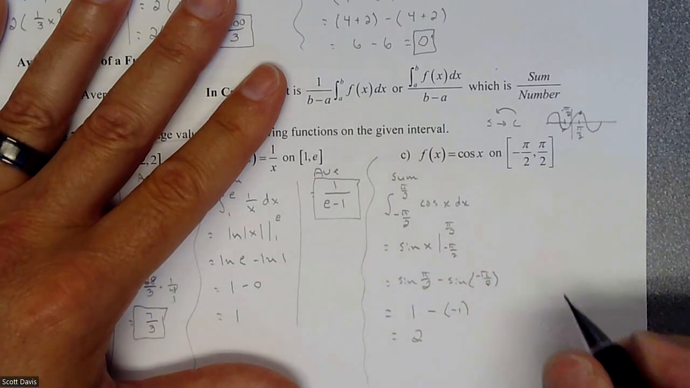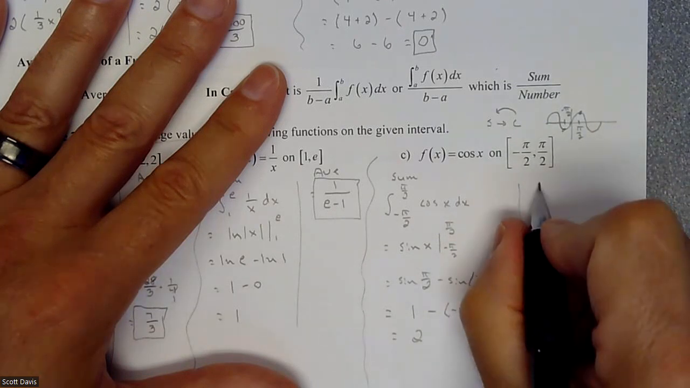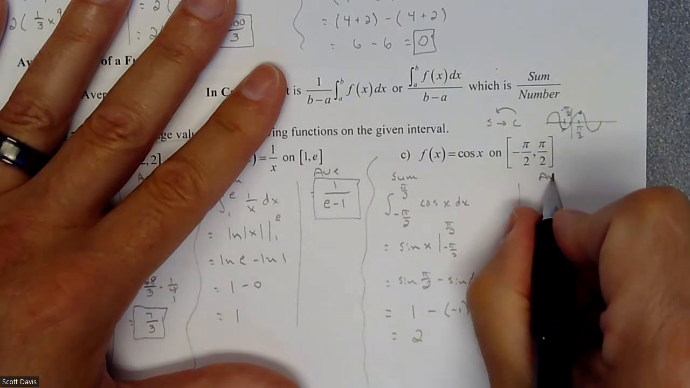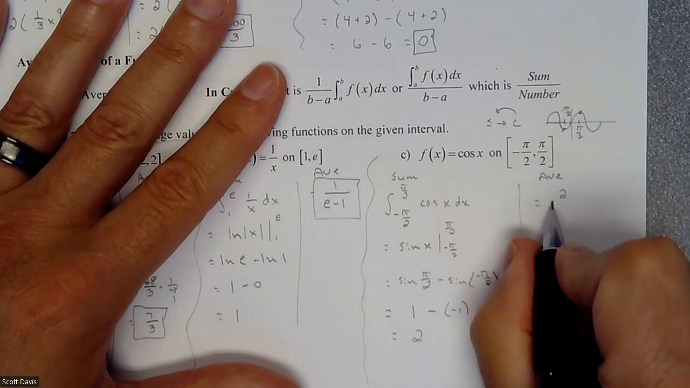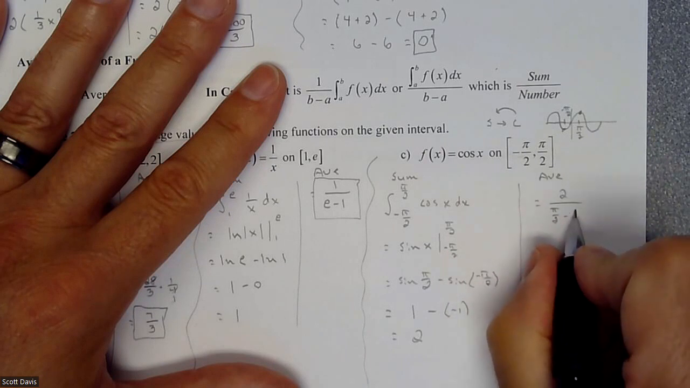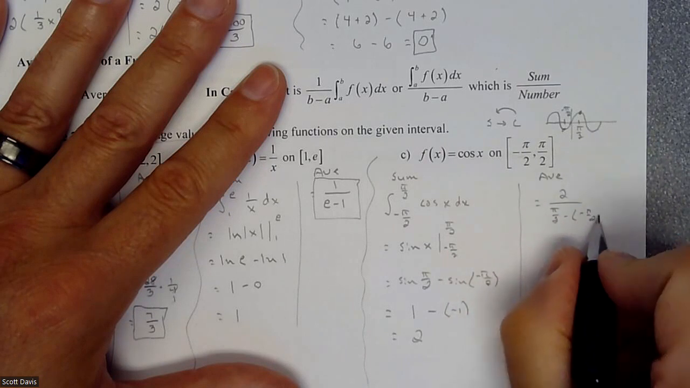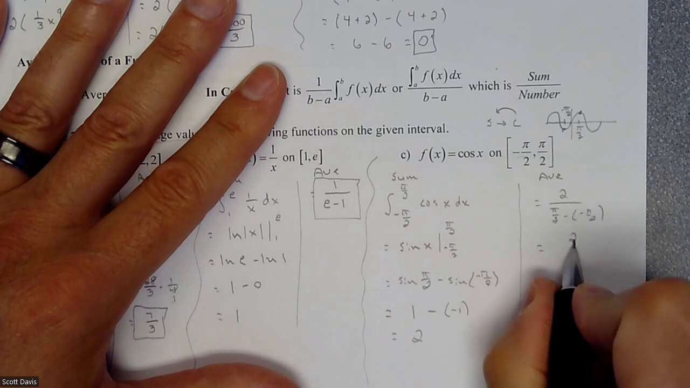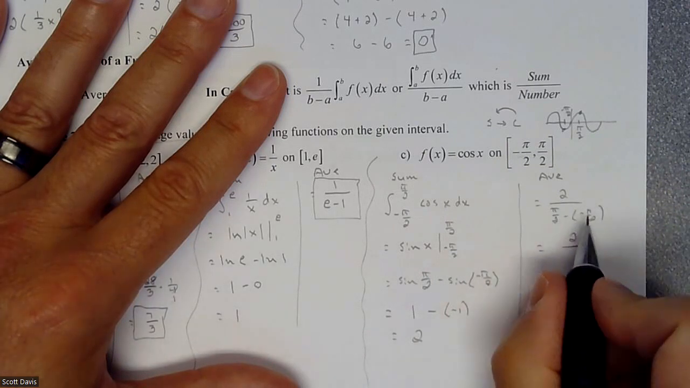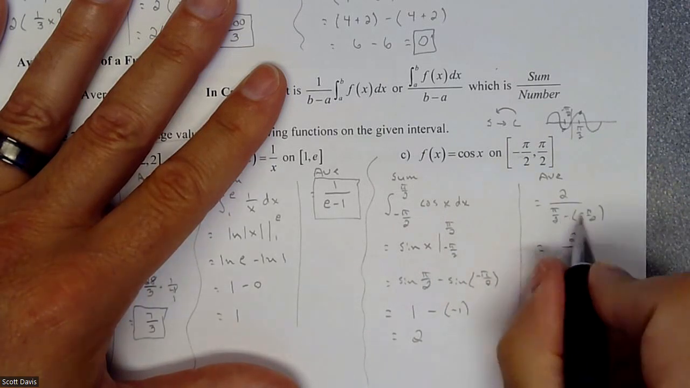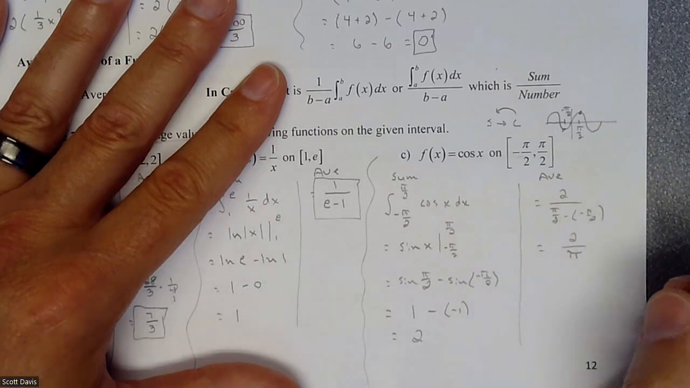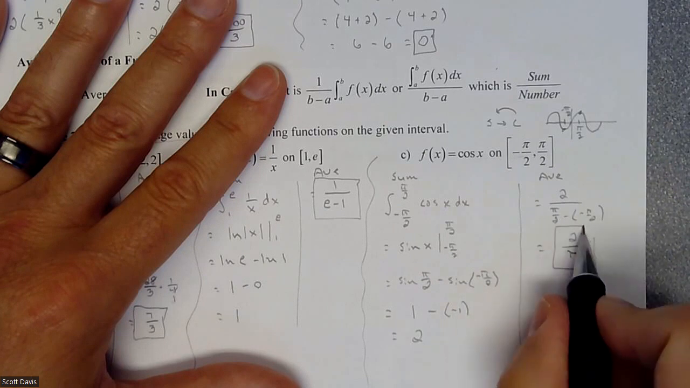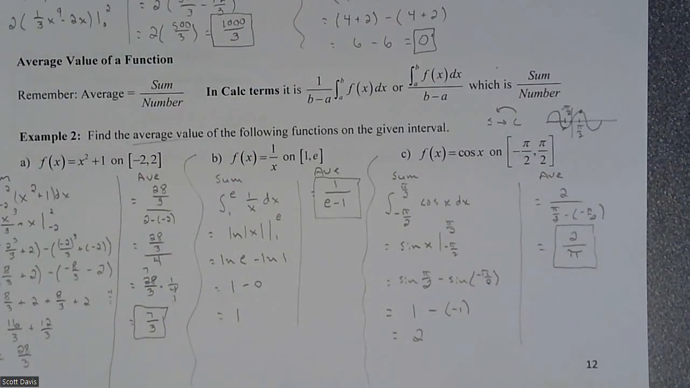So that's my sum. And if I want to find the average over that period, over that span, I'm going to take my sum divided by the difference between that. So I'm going to take pi over 2 minus negative pi over 2. So I have 2 over pi over 2 plus pi over 2, which is, so a half plus a half is 1. So it's just going to be pi over 2. So that is going to be my average.